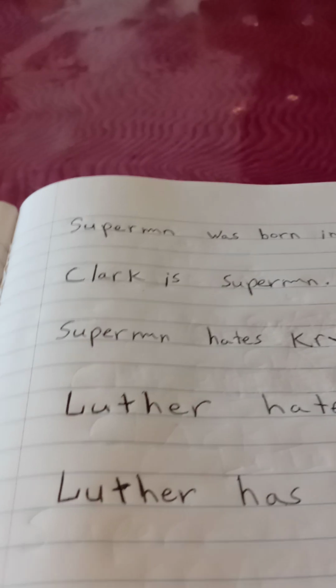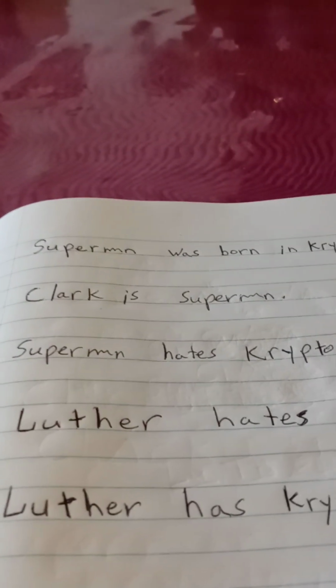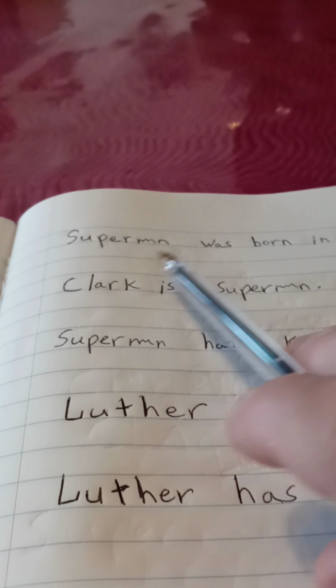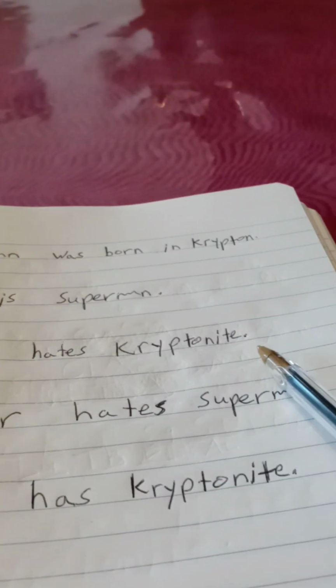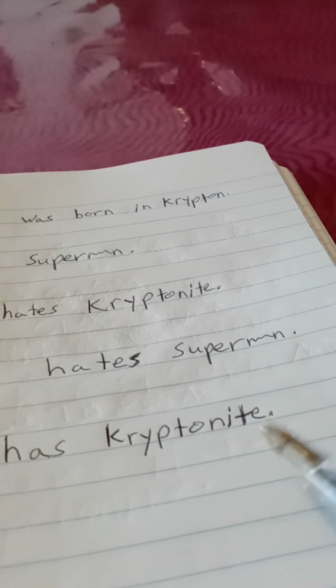Here, I rewrote everything again, and this is how you would see it in a periodic table of elements. It's the same sentence. One more time: Superman was born in Krypton. Clark is Superman. Superman hates kryptonite. Luthor hates Superman. Luthor has kryptonite. Now, we're going to rewrite it. Here you go, this is how you write it.